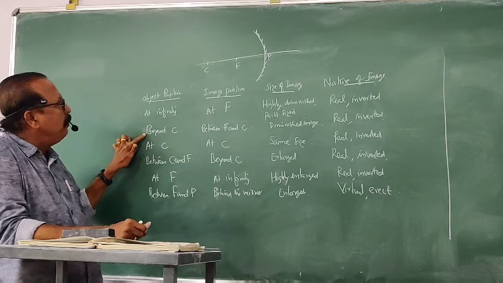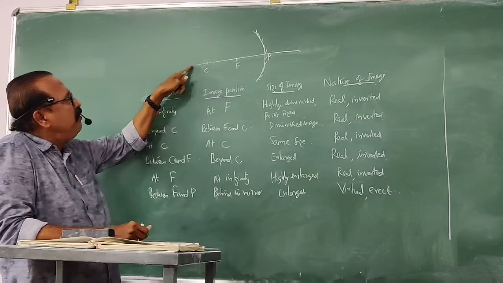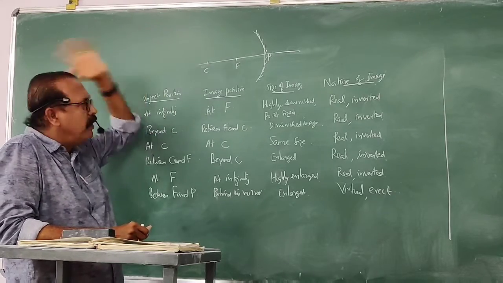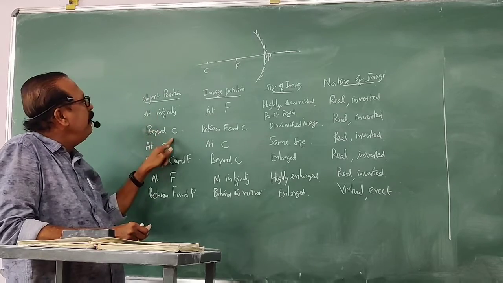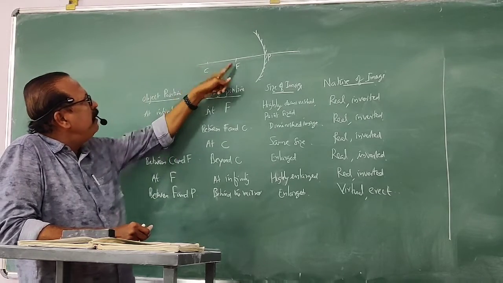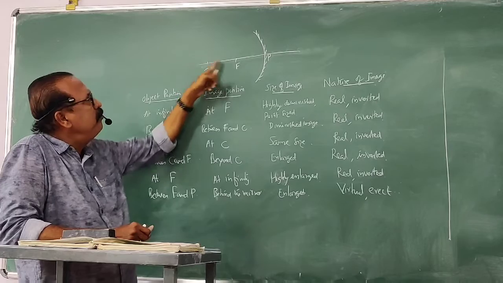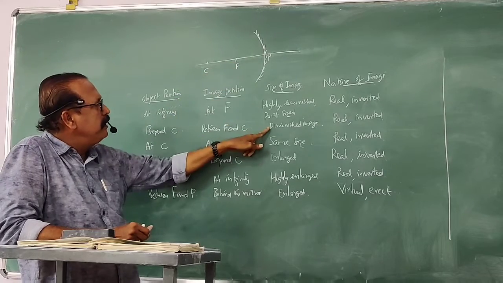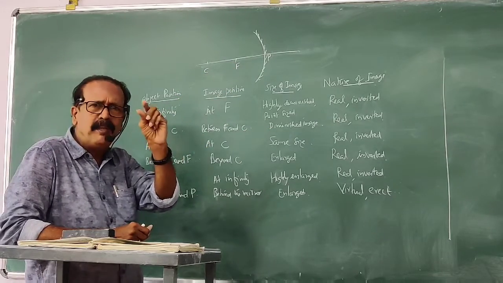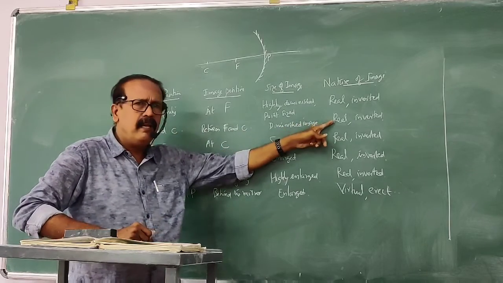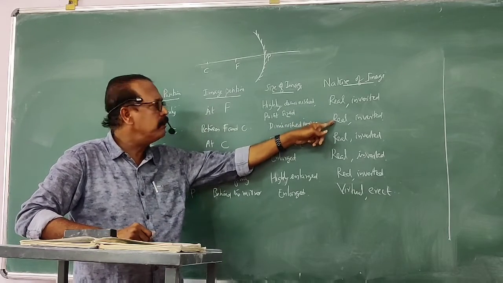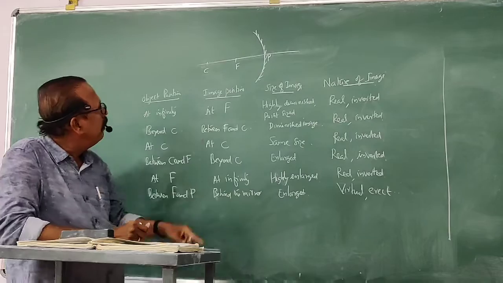Next one, the object beyond C, close to C. Not far away. Beyond C, the image is formed between F and C, between these two. You will get a diminished image, a small image. It is real and inverted, an inverted image but it can be focused on a screen.